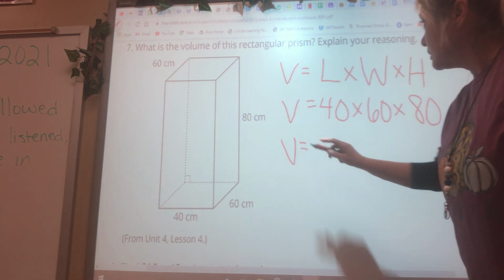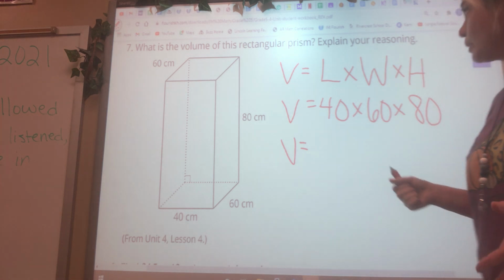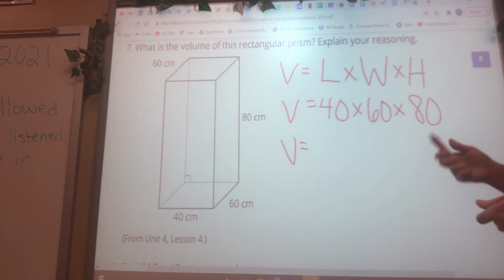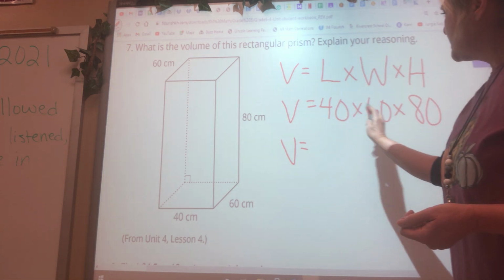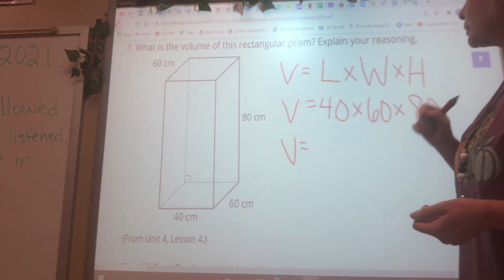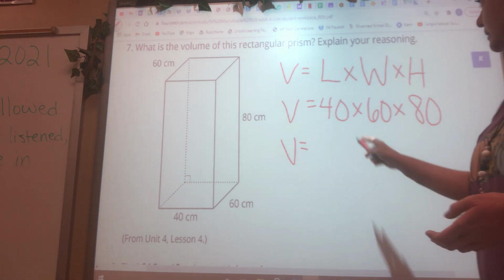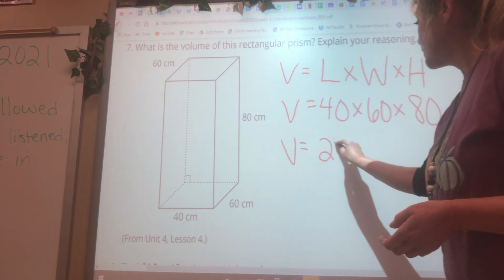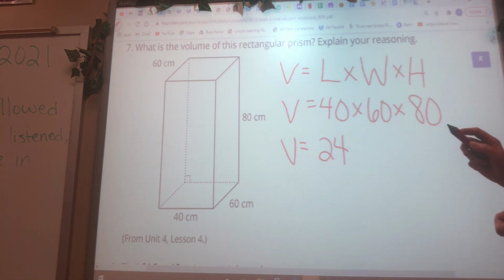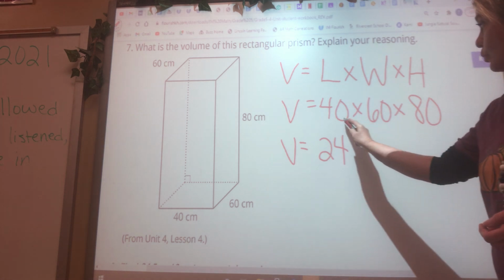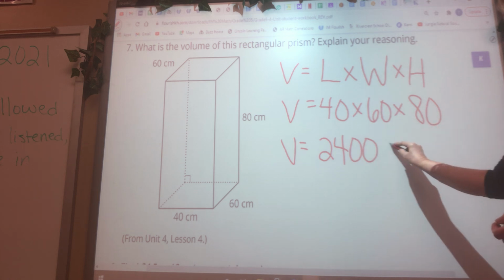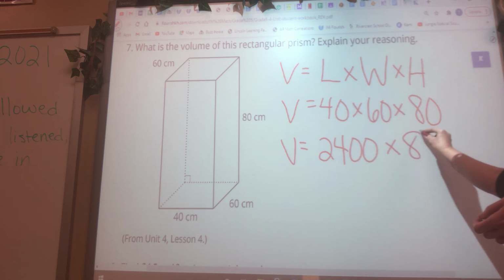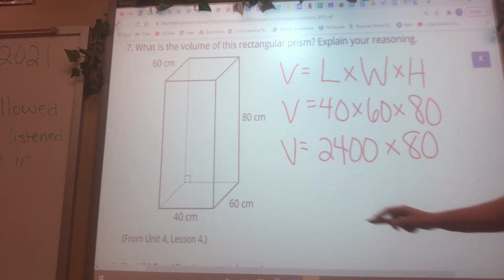Now, luckily we have learned multiples math. So we know that if we're dealing with multiples of 10, we can do quick multiples math. 40 times 60, I multiply the whole number parts that I see. 4 times 6 is 24. And then how many multiples of 10 did I use? 1, 2. And then we still have to multiply that outcome times the height of 80.